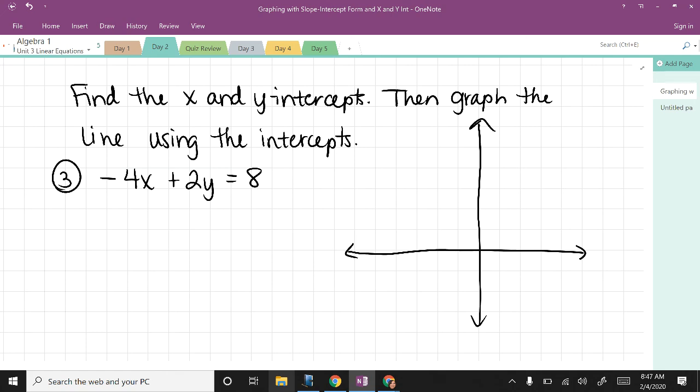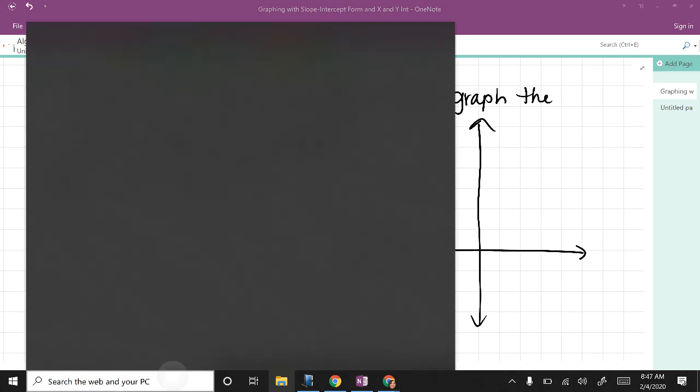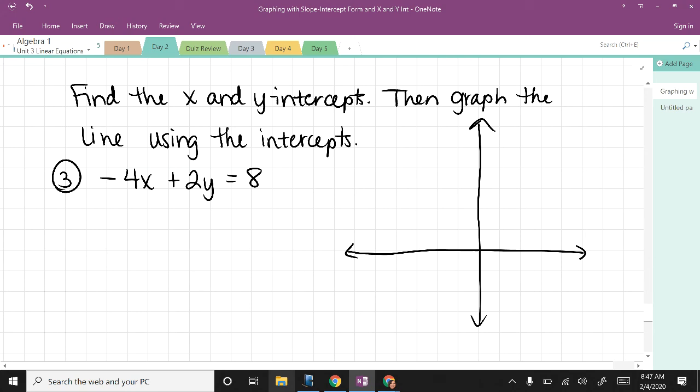Okay, so now we're going to graph using the x and y intercepts. All right, so we're going to find the x and y intercepts and then graph the points and make a line. Okay? All right, so label your work, please. How do we get an x-intercept? 0 for y. So that's going to be negative 4x plus 2 times 0 equals 8. Plug 0 in for y.